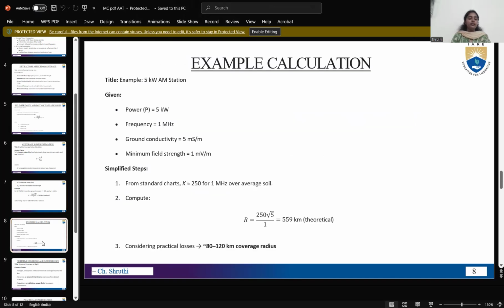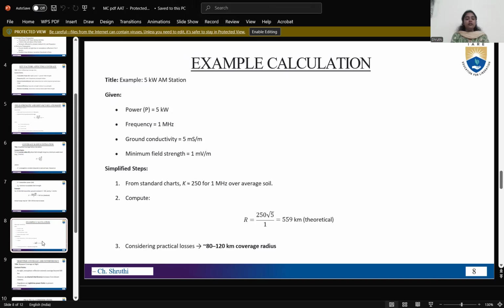Then the next slide is about the example calculations. Example: 5 kilowatt AM station. They give power P equals 5 kilowatt. Frequency equals 1 megahertz. Ground conductivity equals 5 millisiemens per meter. Minimum field strength equals 1 mV/m.